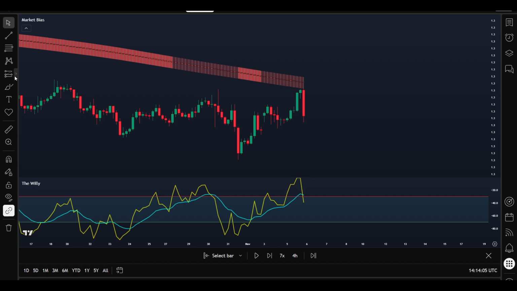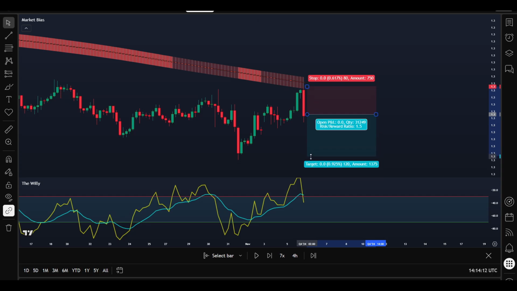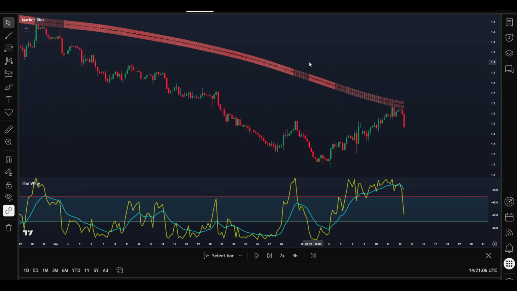When all three are true on a closed candle, we execute next open. Stop above the nearest swing high. Target 1.5 R. Short example.